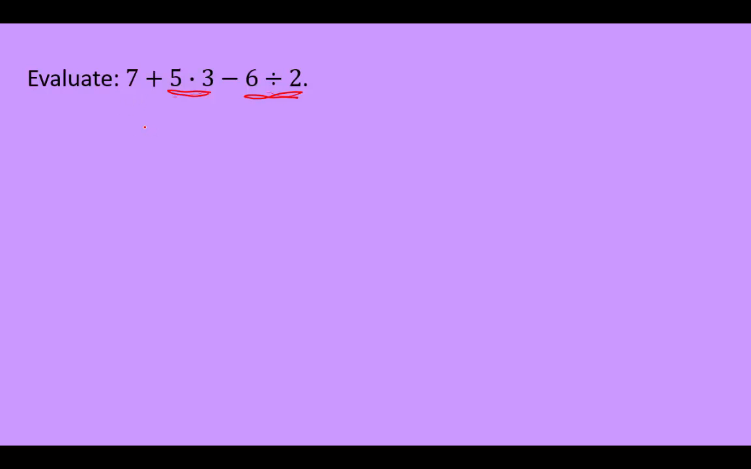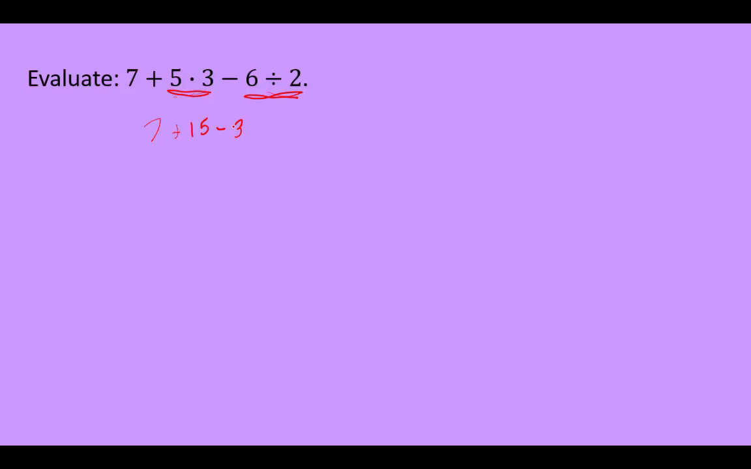So the 7 plus in front is just going to drop down. We'll do 5 times 3 and get 15. This minus sign is going to drop down, and then we do 6 divided by 2, which is 3.